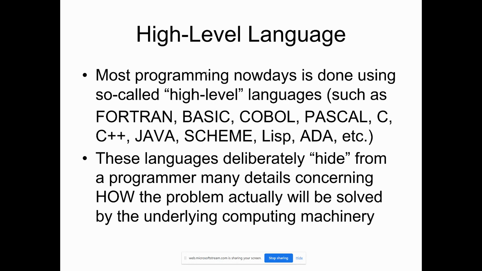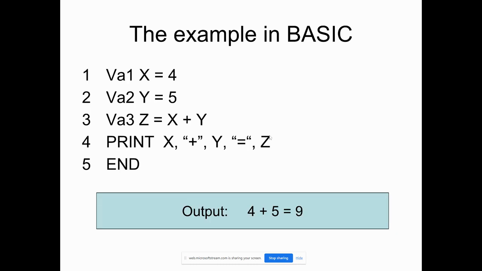High-level languages include C++, Java, and also Python. These are some examples of high-level languages, while assembly language is a low-level language. High-level languages deliberately hide from a programmer many details concerning how the problems will actually be solved by the underlying computing machinery. So let's have a look at this example in BASIC.